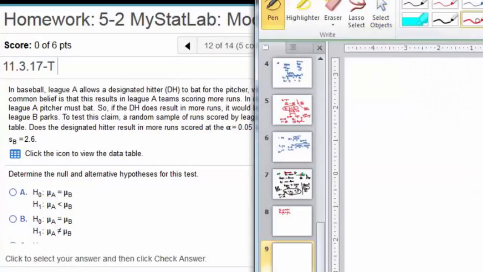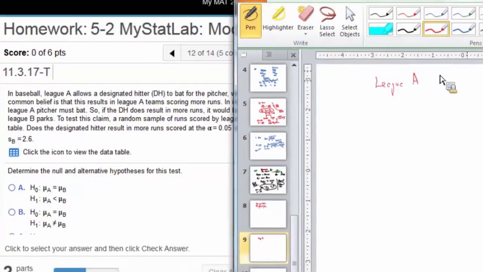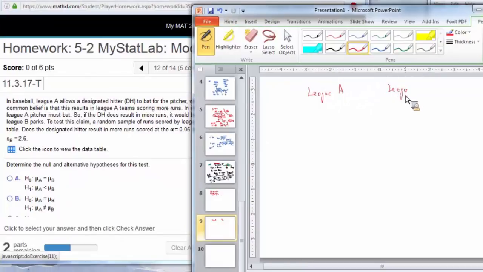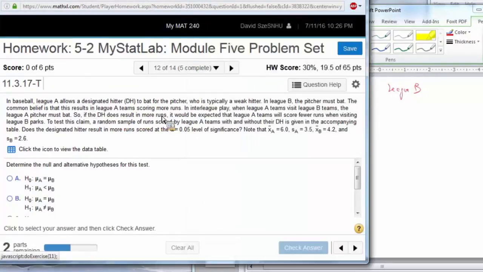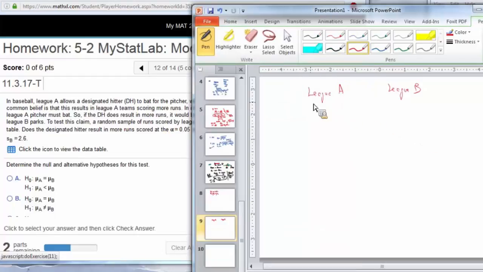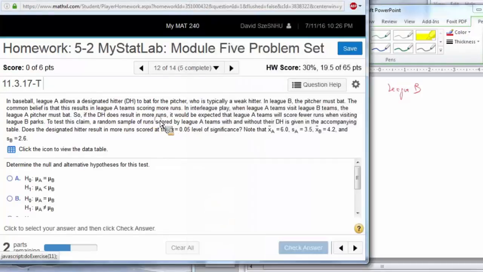Okay, so let me write that down. There's League A and the other one, League B. So it scores more in League A. So this is scores more. And that's really all we need.